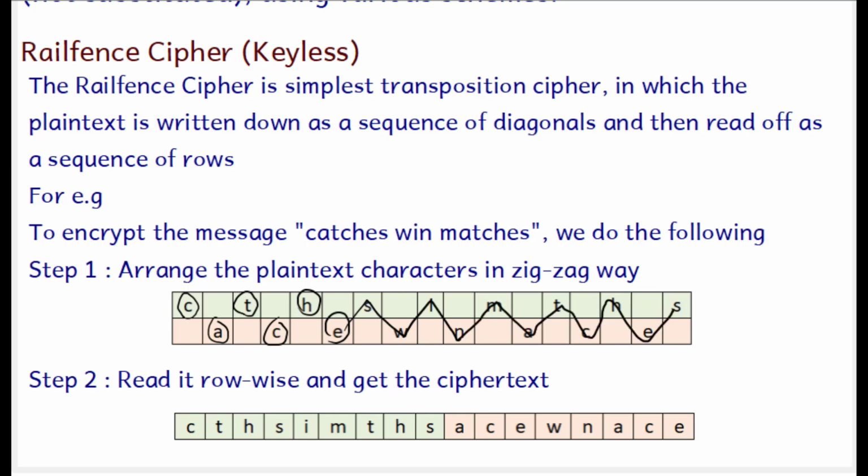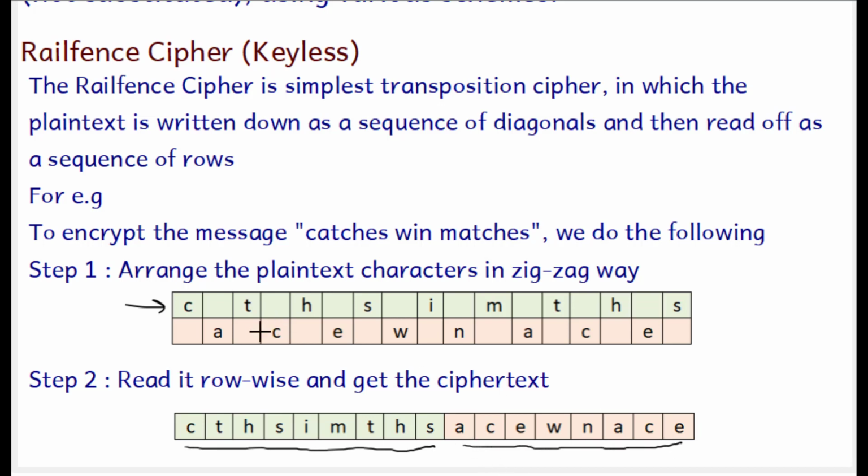Now after writing the message in this way, we read the first row. I made two colors, so you can see the green one. The green one is C T H S I, so the green part comes first, and the next one, the light orange part, which is the second row, comes afterwards. This is how we do the arrangement for making the rail fence cipher.